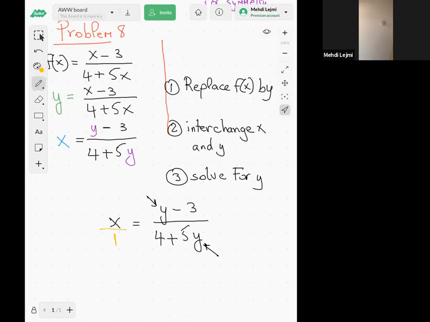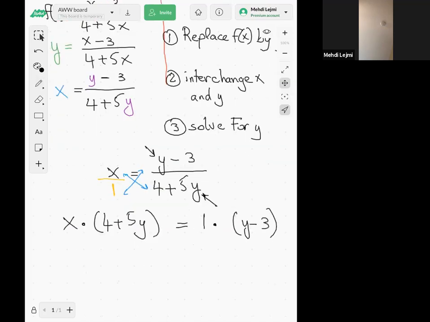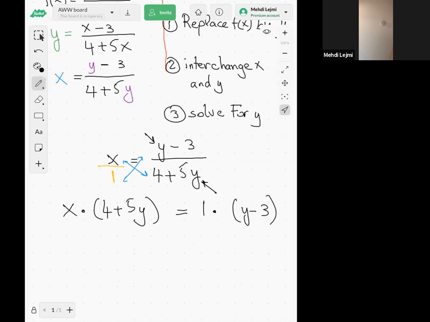And now you can cross multiply. So you're gonna have x times (4 plus 5y) equals 1 times (y minus 3). Whenever you have two equal fractions, you can always cross multiply, and that will be equal. So here I can distribute: x times 4 is 4x, x times 5 times y is 5xy, and on the right side is just y minus 3, times 1.